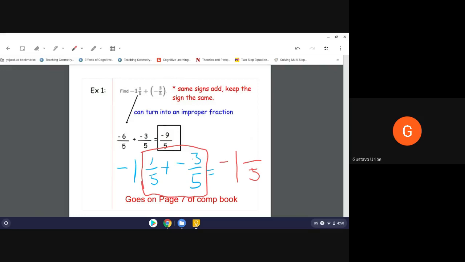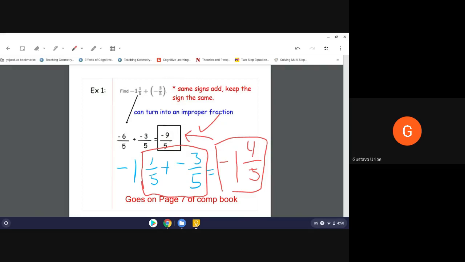1 plus 3. Remember, same signs. This whole thing was a negative. This is a negative. So same signs, add. 1 plus 3 is 4. So negative 1 and 4/5 is actually the same thing as negative 9/5. This is your answer written as a mixed number, and this is your answer written as an improper fraction. Either of them works. Again, you do not have to turn an improper fraction into a mixed number. You can just leave it like this.